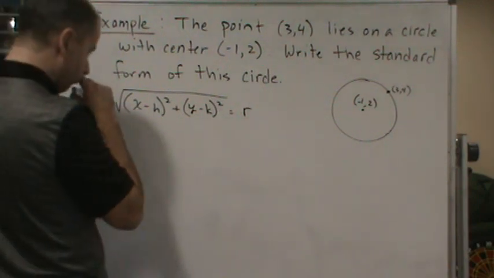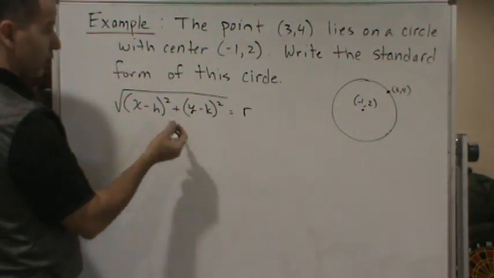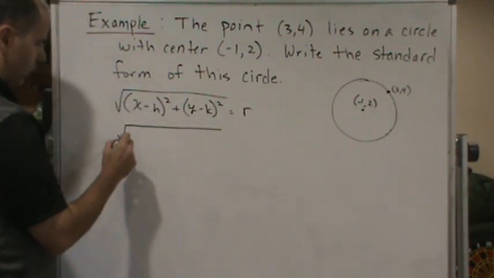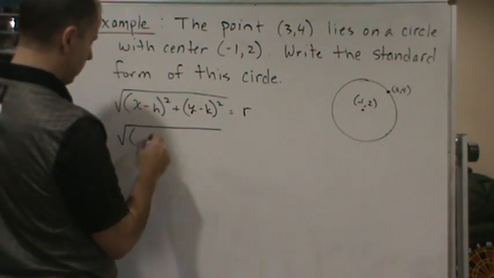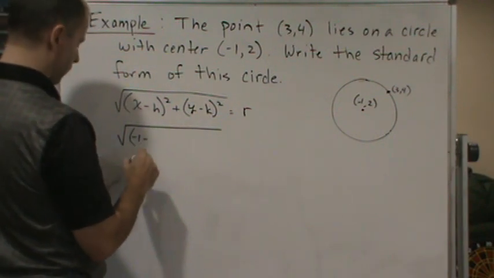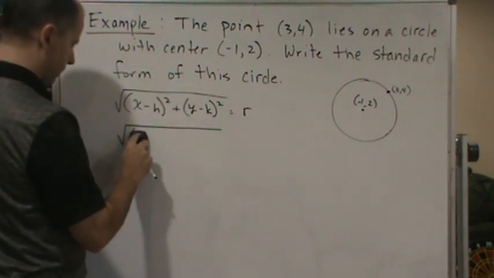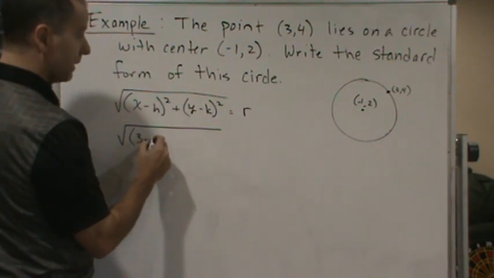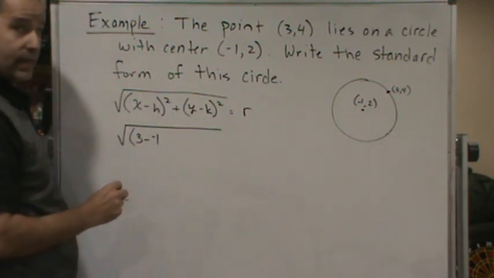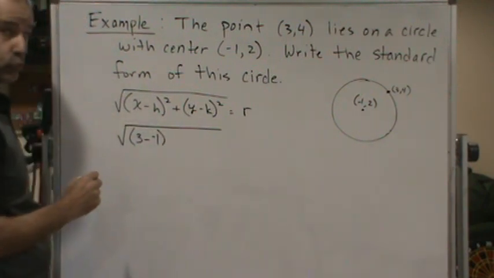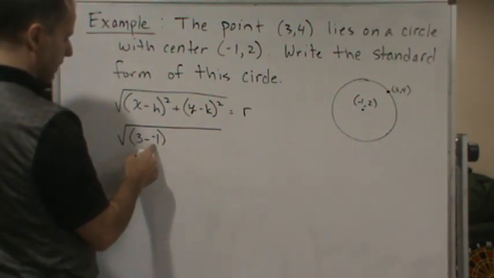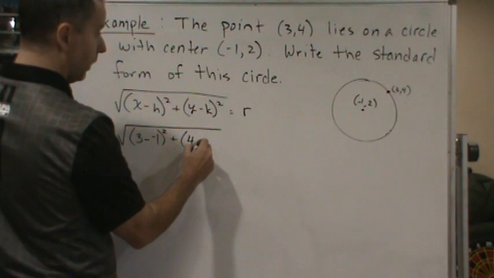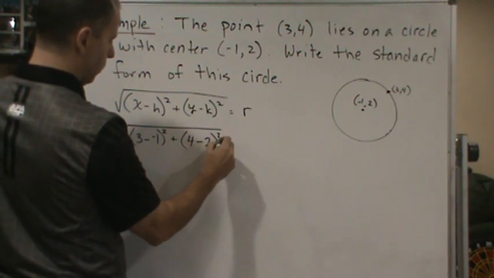Now, all we have to do is really plug and chug because we've got all the information we need. So we've got x minus h. Oh, shoot, wrong one. x is 3. So 3 minus a -1. Be careful with the signs, okay? That will trip you up if you're not careful. So the square root of (3 minus -1) squared plus (4 minus 2) quantity squared equals r.